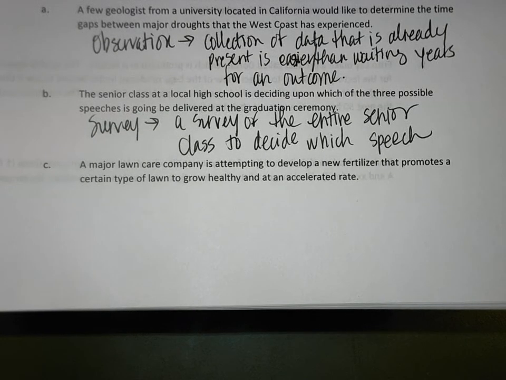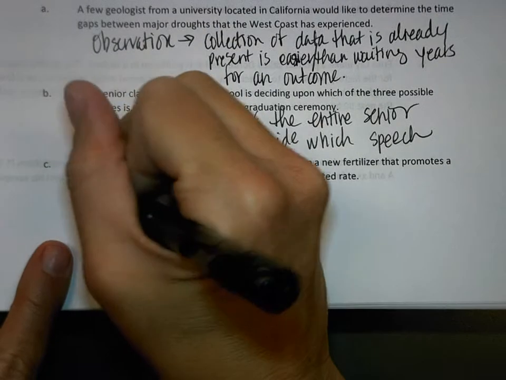Okay, C, are we ready? A major lawn care company is attempting to develop a new fertilizer that promotes a certain type of lawn to grow healthy and at an accelerated rate. Experimental. Very good. So we would use experimental.